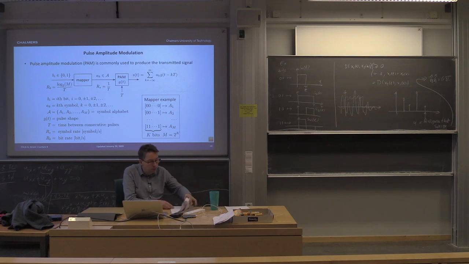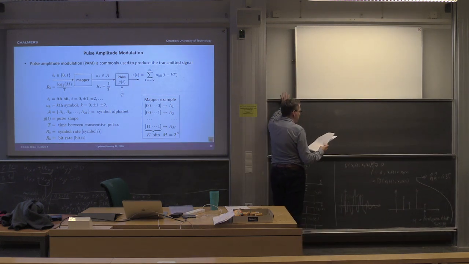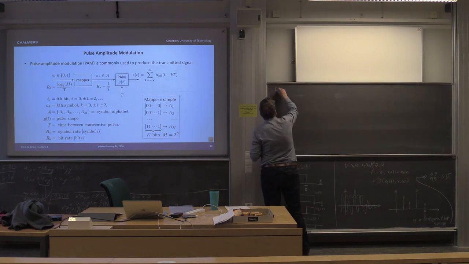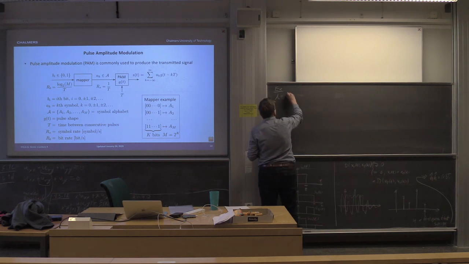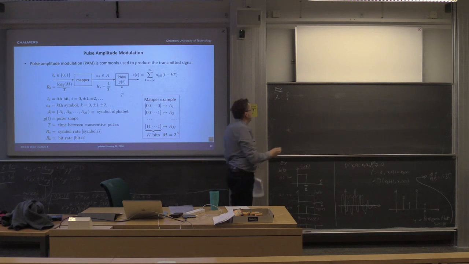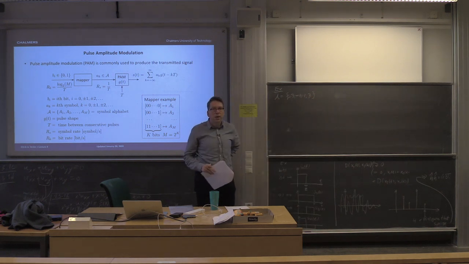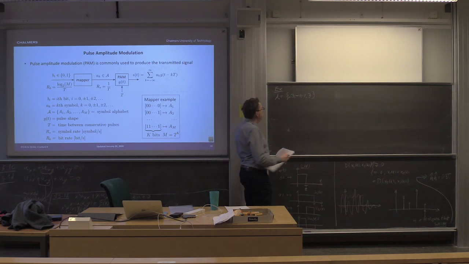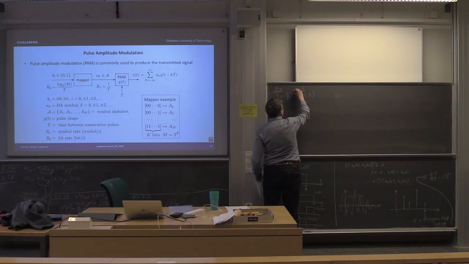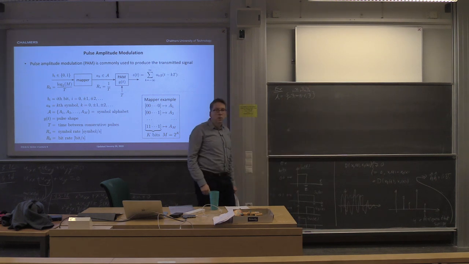So let's make an example. First of all, our symbol alphabet. Let's make that -3, -1, 1, and 3. Okay. This is a typical alphabet. It's symmetrical around 0 with equal distance between the amplitudes. So you see here, there is a distance 2 between all amplitudes here, right?